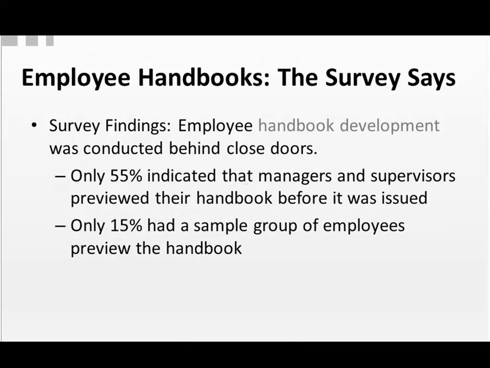And we found that employee handbooks were often done behind closed doors. Only 55% indicated that managers and supervisors previewed the handbook before it was issued. So again, you're doing something that has a specific implication for managers and supervisors, but only 55% actually showed them the handbook before it was issued. And so in some cases, if things weren't done correctly, it was because they didn't know it was coming.